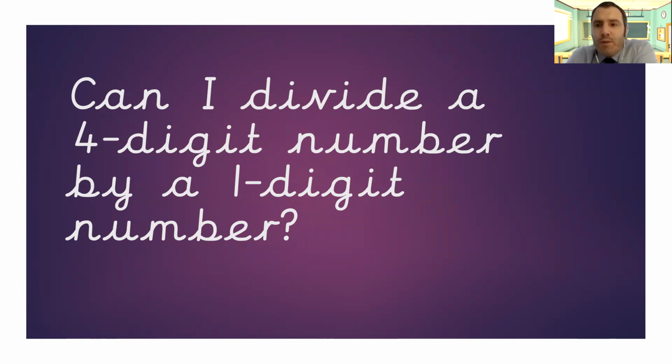So we started off dividing 2-digit numbers by 1-digit numbers. We've done 3-digit numbers. We're now going to move on and do 4-digit numbers. Don't worry, it's just using the methods that we know and applying them slightly differently. So there's an extra step we carry out.